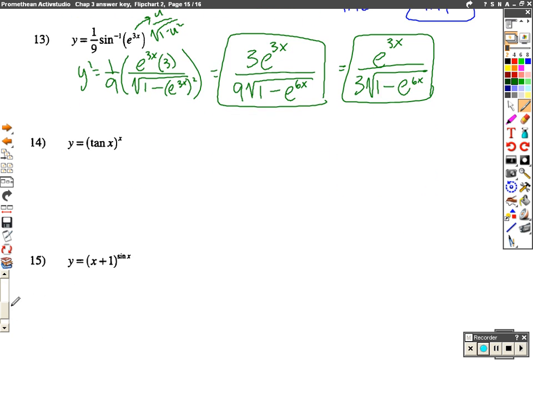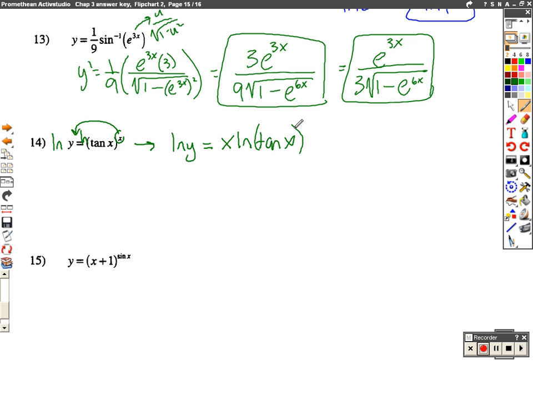Alright, number 14. Now we have something with a variable raised to a variable. Whenever you see this, you have to do logarithmic differentiation. That basically says you need to take the natural log of both sides to get that power down. If we do that, this becomes natural log of y equals x, I can bring the power down in front, ln of the tan of x.